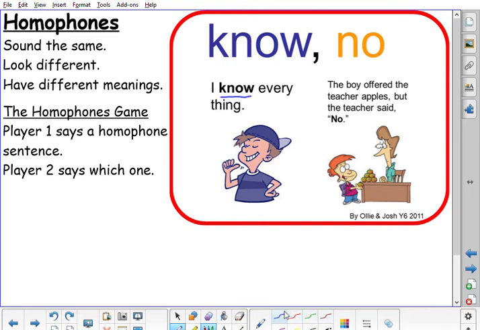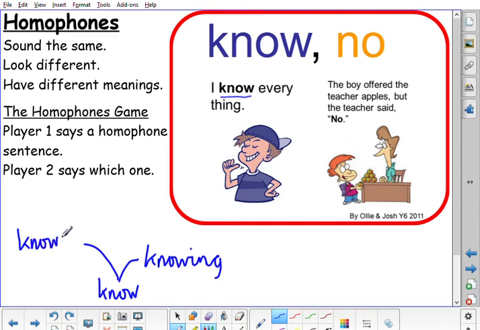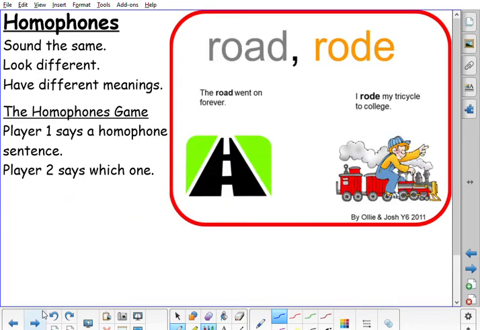You could make a word tree with the word no. So here's the root word, no, and growing out of it, I've got the word knowing. And we could have known. We could have the word knew, and we could have the word knowledge. Notice the silent K on there. You can say it silly and say kno. Let's move on. Here's 2 more homophones.